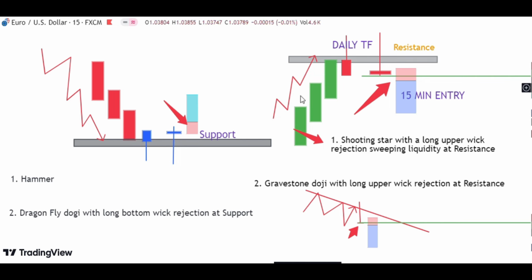All right. So now that is how you would trade this. You would trade this like that. And also for the shooting star, you would wait for the next day. You would wait for the next day to sell below.